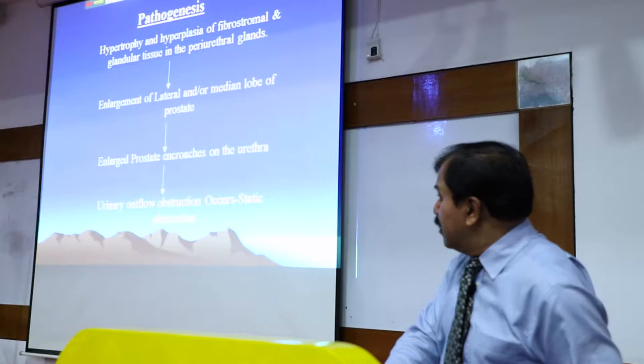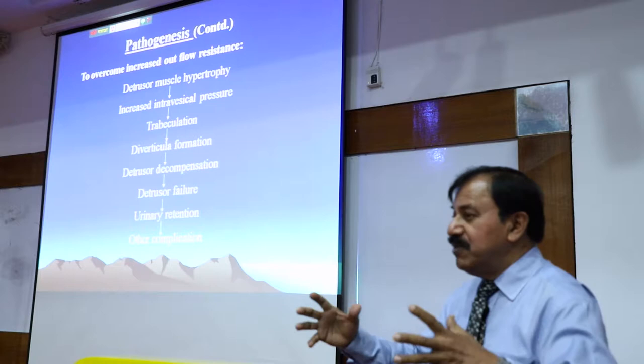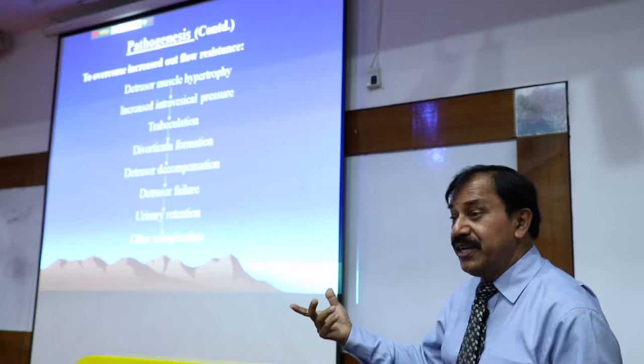So ultimately, due to retention of the bladder, there will be back pressure, the bladder will be distended, then the bladder muscle will become overactive. Then the muscle will undergo hypertrophy. That is called detrusor muscle hypertrophy. The muscle of the bladder is called the detrusor muscle.